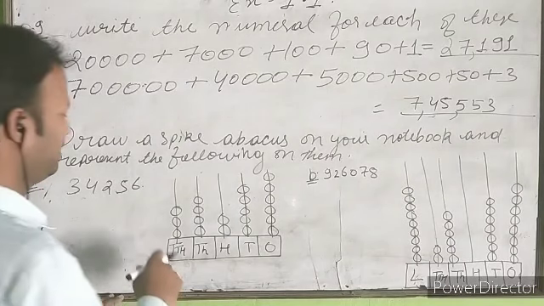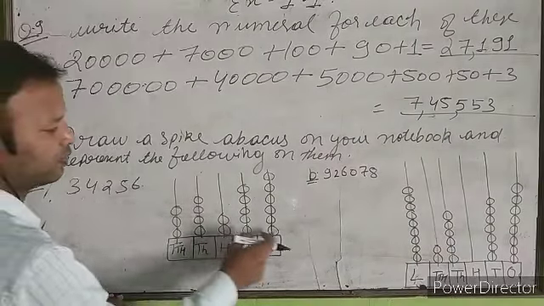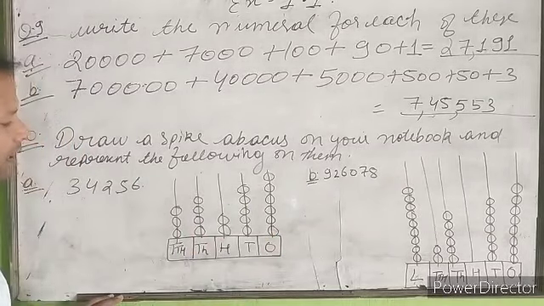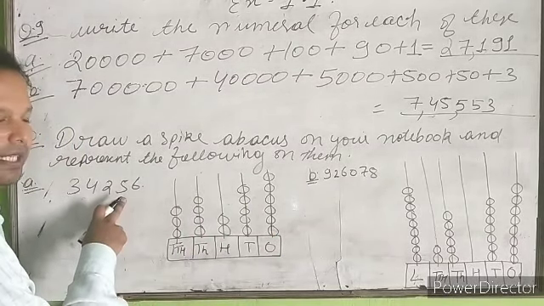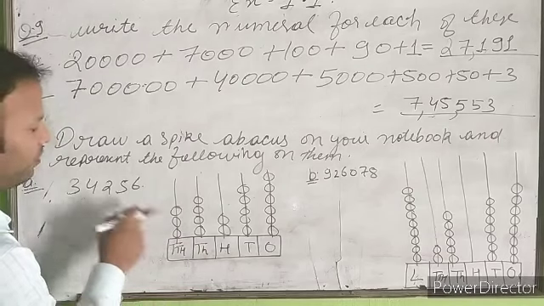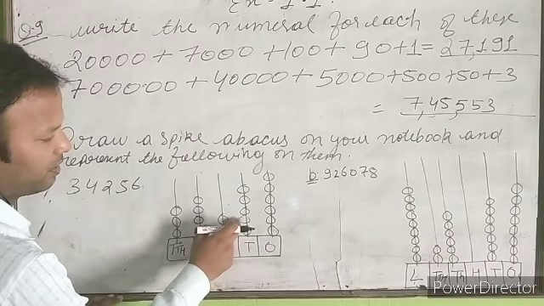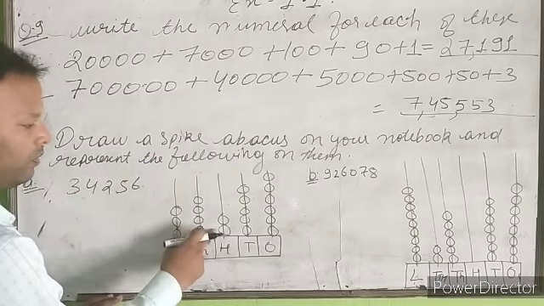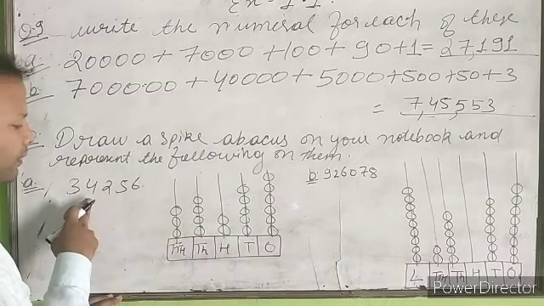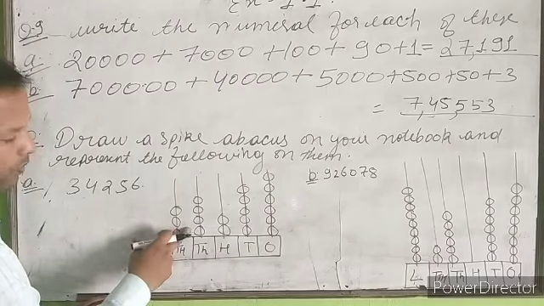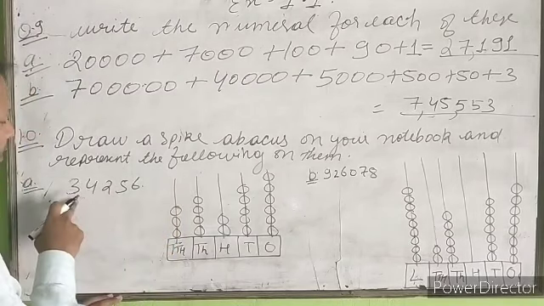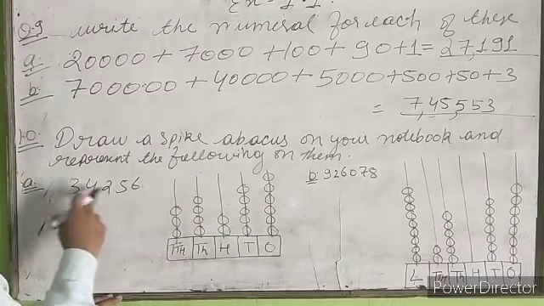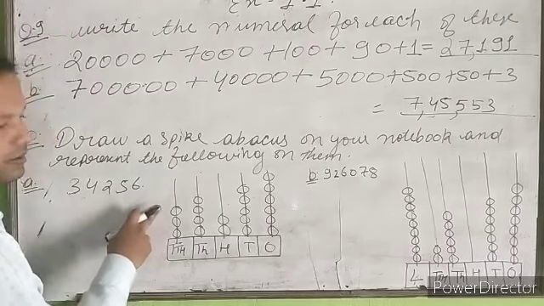Similarly here it is. So how many ones are there? 6. So we will put the 6 beads here. And in the tens place, how many tens are there? 5. So we will put the 5 beads. 1, 2, 3, 4, 5. And in the 100 place 2. So we put the 2 beads. And in the 1000 place 4. So we can put the 4 beads. 1, 2, 3, 4. And in the 10,000 place there are 3. So we can put the 3 beads.